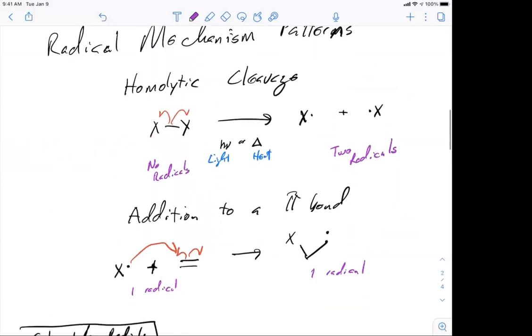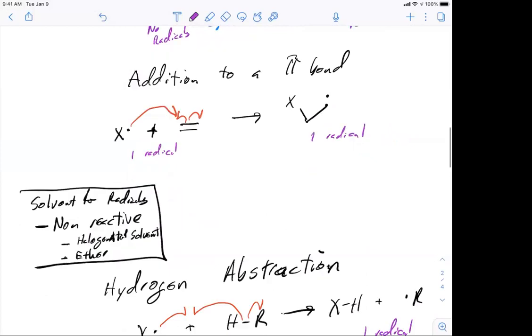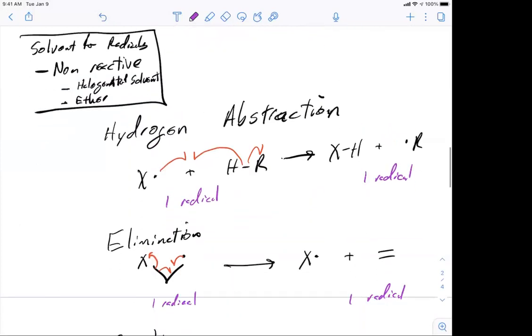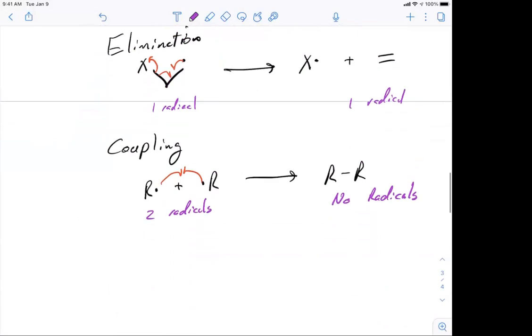Okay, so we have homolytic cleavage, right? Addition of a pi to a pi bond, right? Hydrogen abstraction, elimination, right? Creation of a pi bond, and then coupling reactions.